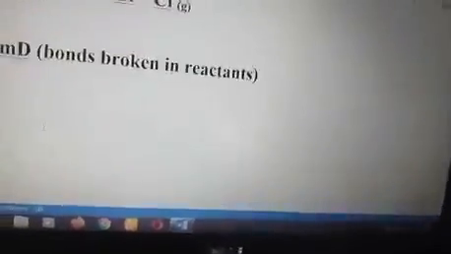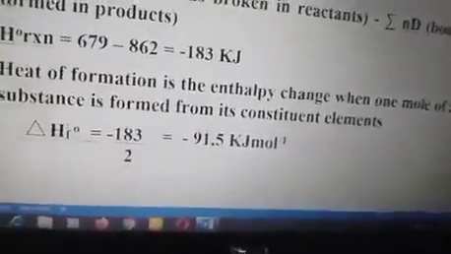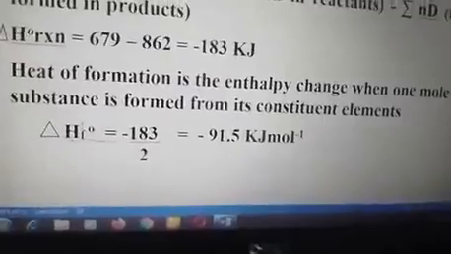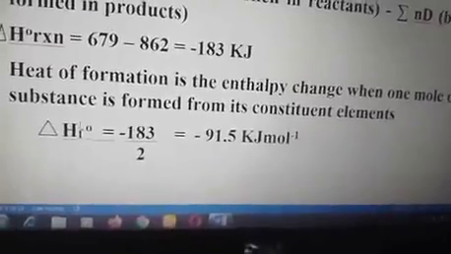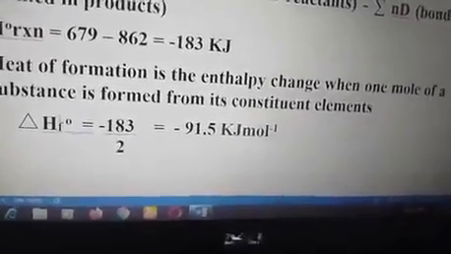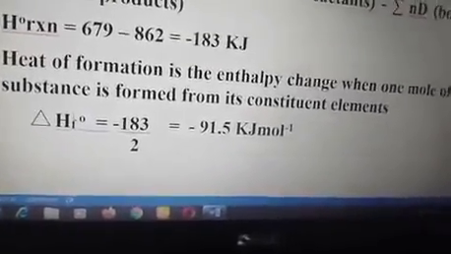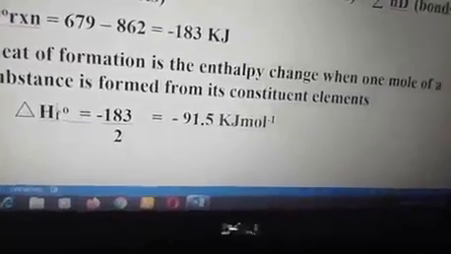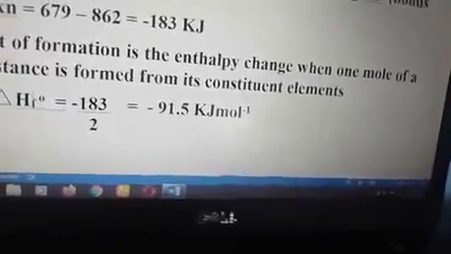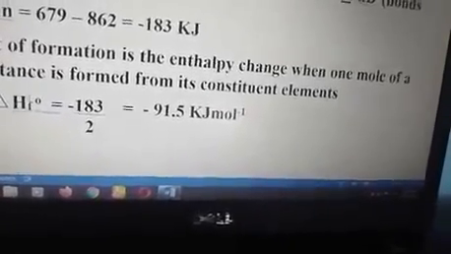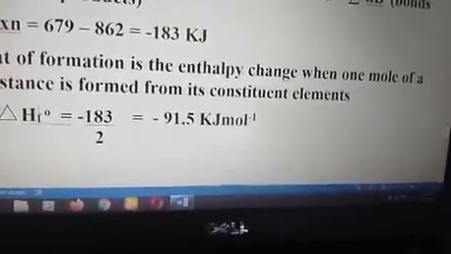from what we obtained, we have to divide the heat of reaction, 183, by 2, since the energy given out when 2 moles of HCl was formed is 183 kilojoules. Then, since formation has to do with 1 mole, we now divide 183 by 2. We now have minus 91.5 kilojoules per mole. So this enthalpy of formation of HCl is exothermic because it is negative. So we have minus 91.5 kilojoules.